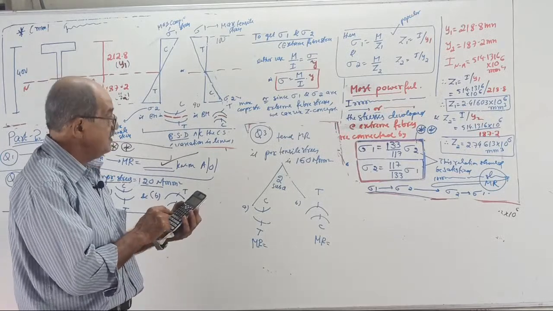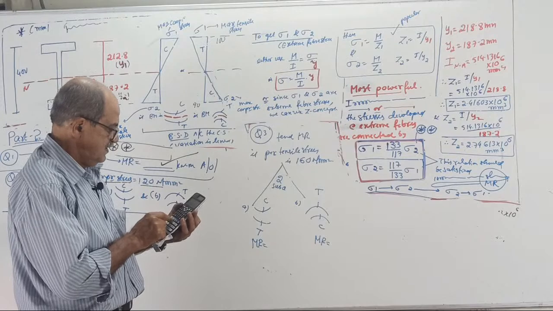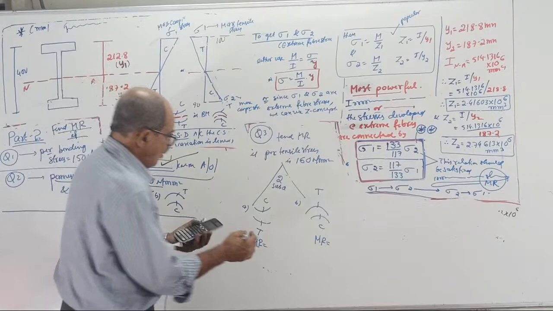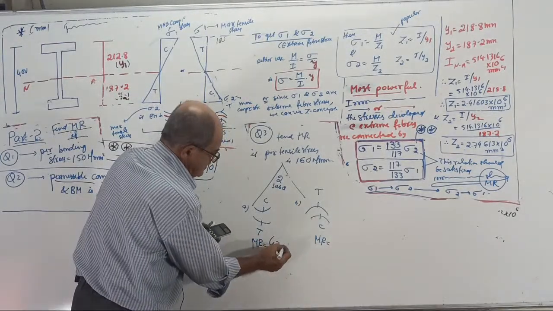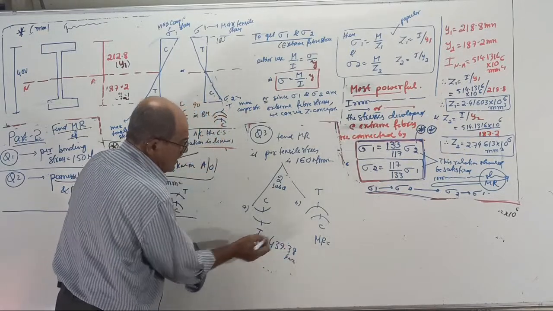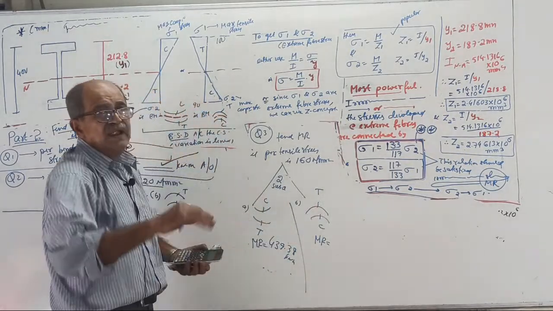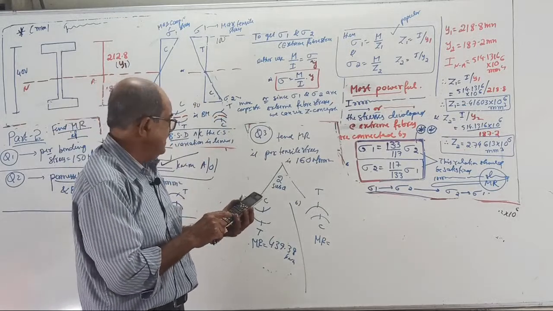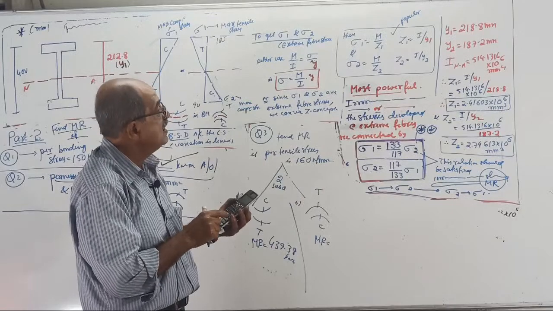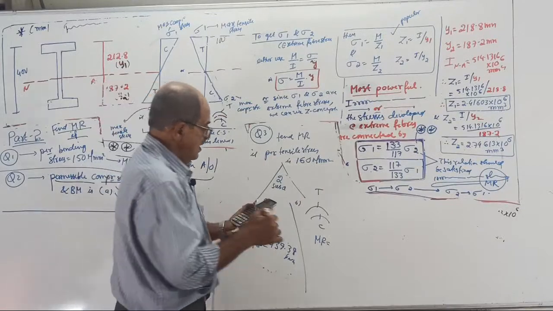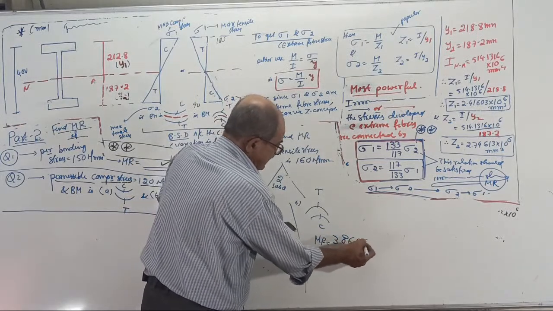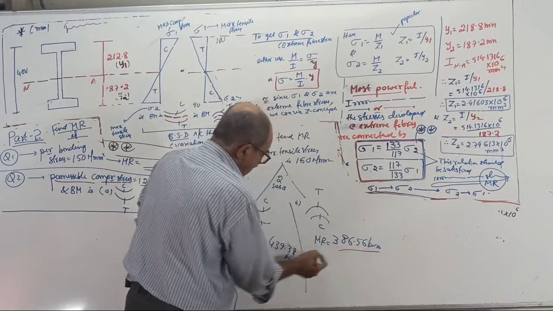Answer is 439.38 kN meter. You try both the ways. This is one question. Second question, it is hogging BM. Then the answer is 386.56 kilonewton meter. First get these two answers.